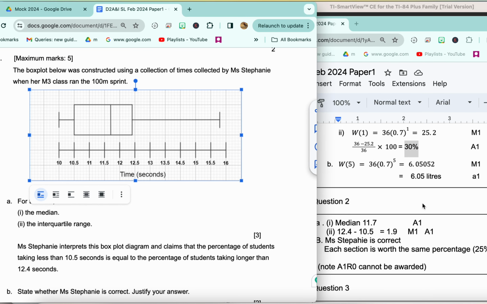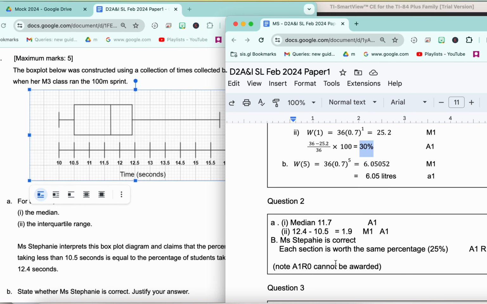But why? Well, each section is worth the same percent. So in order to get the mark for this, you needed to say correct and the answer. You weren't allowed just to have 1 mark for this question. It was either 0 or 2.